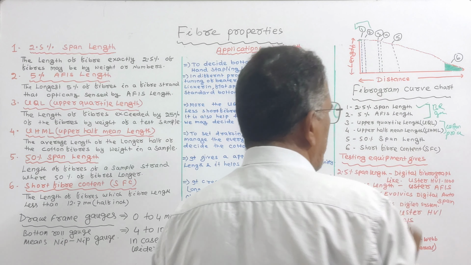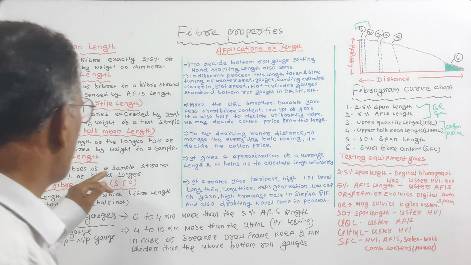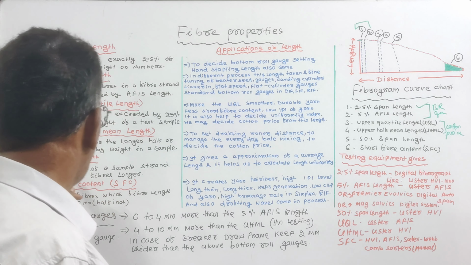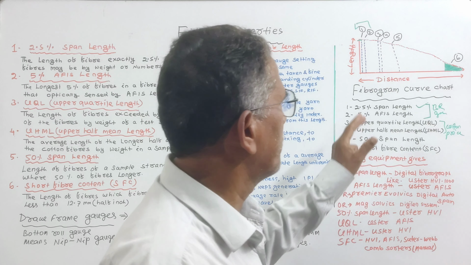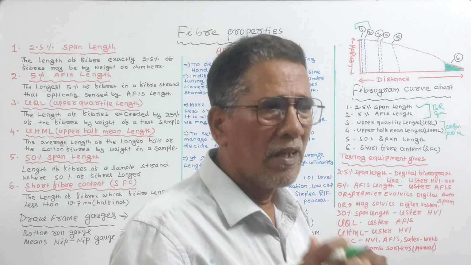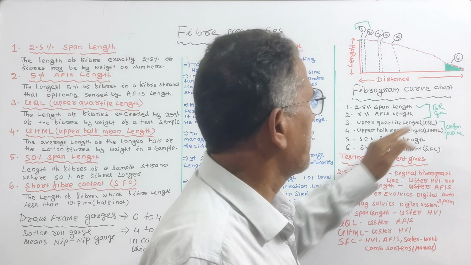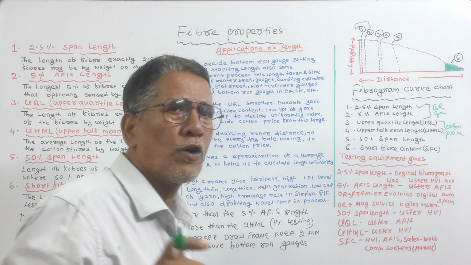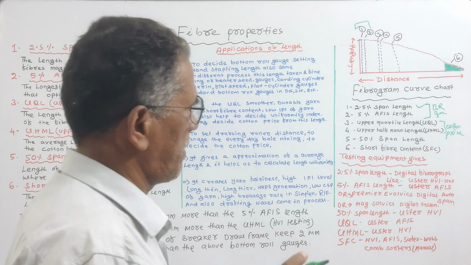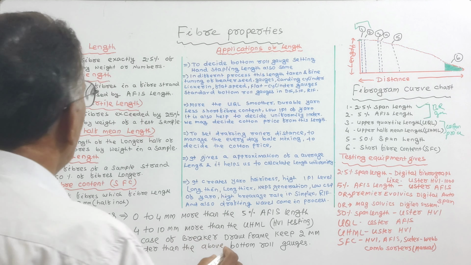Okay? 50% span length means the length of fibers of a sample where 50% of the fibers are longer. That is called 50% span length. Short fiber I have told: the fiber length below 12.7 mm is short fiber length. You see, we will go into detail.